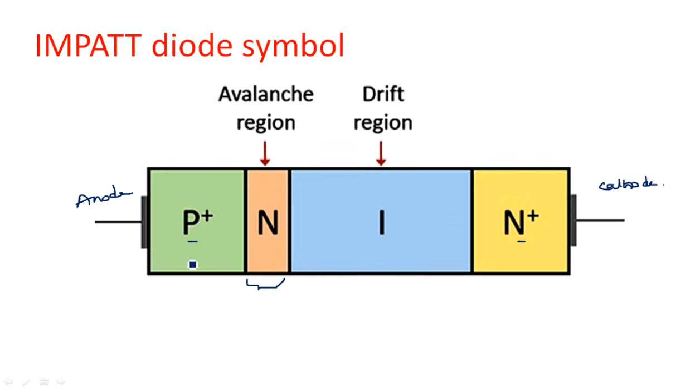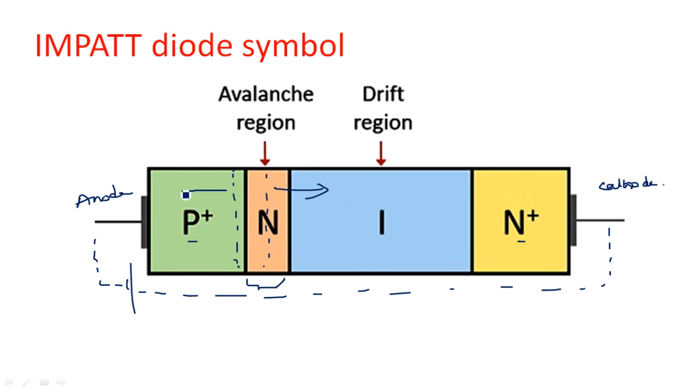Because of the negative voltage we are applying on this side, and a positive supply to this N type, the diode is operated in the reverse bias condition. In this reverse bias condition, the barrier potential increases, and the electric field developed is stronger at this particular region and creates multiplication of charge carriers, creating an avalanche region at this junction, so that the electrons will drift in this direction and holes will drift in this direction. That's why this I region is shown as a drift region.